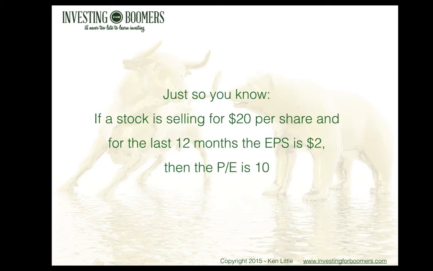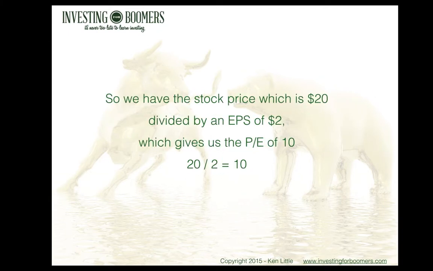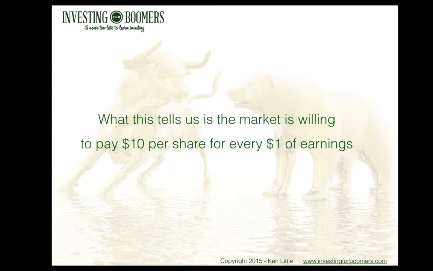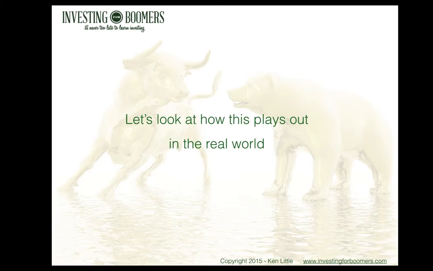Just so you know, if a stock is selling for $20 per share, and for the last 12 months the EPS is $2, then the PE is 10. So we have a stock price which is $20 divided by an EPS of $2, which gives us a PE of 10. What this tells us is the market is willing to pay $10 per share for every $1 of earnings. Let's look at how this plays out in the real world.